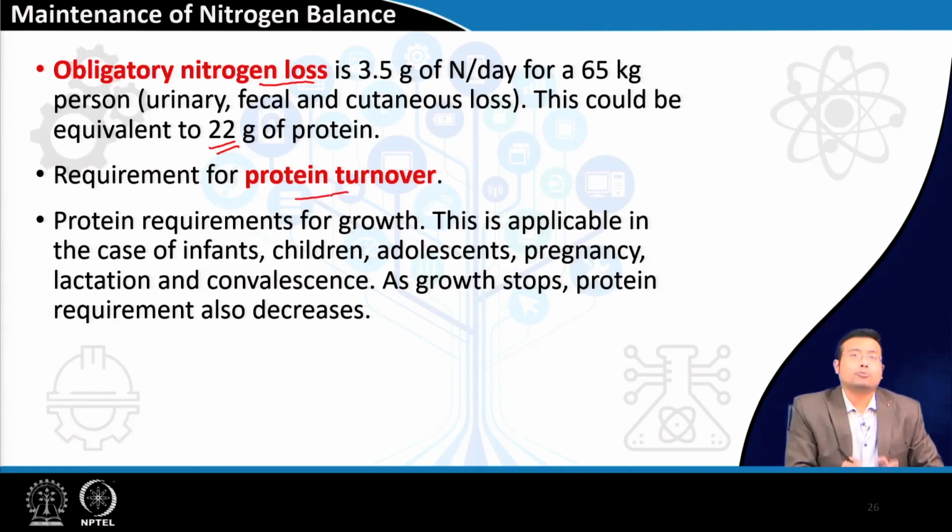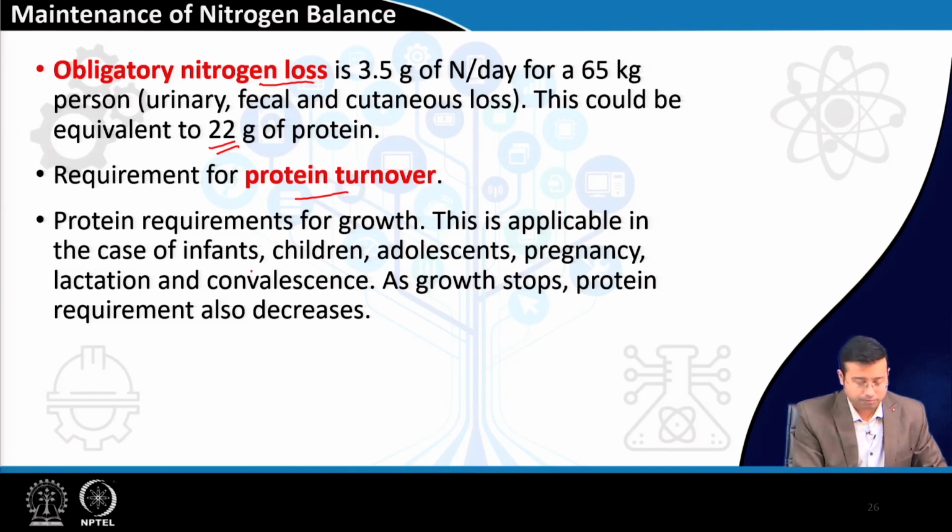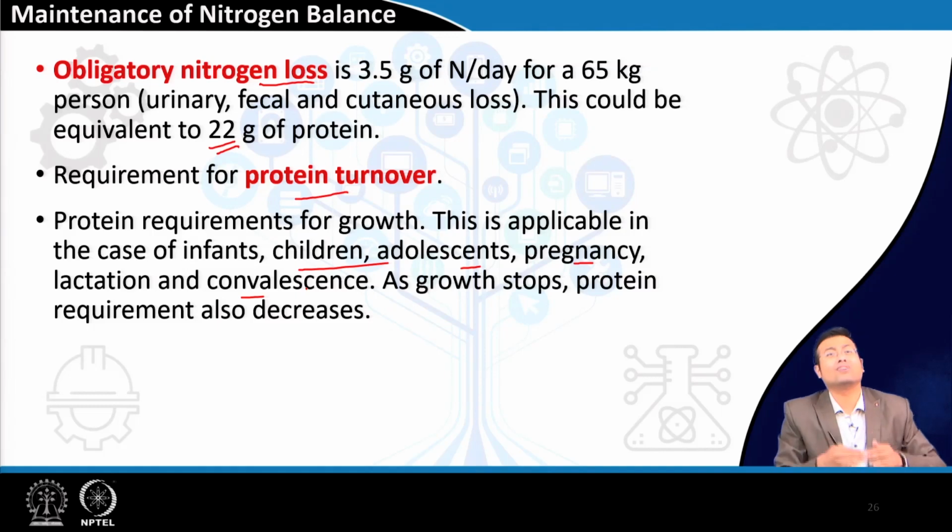Also, some amount of protein is required for synthesis of other protein, that is known as protein turnover, and that is actually very high in case of active growth. So, adolescence, pregnancy, lactation, convalescence, that is healing from any illness, nitrogen use is very high, therefore, nitrogen requirement should be very high. They should be supplemented with excess protein and nitrogen. However, as growth stops, protein requirement also decreases.